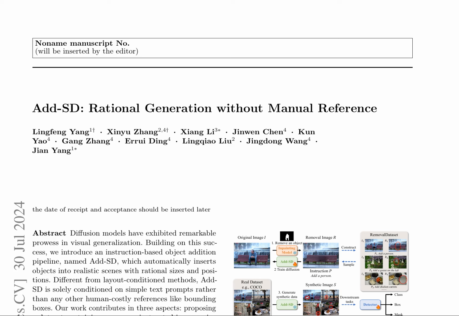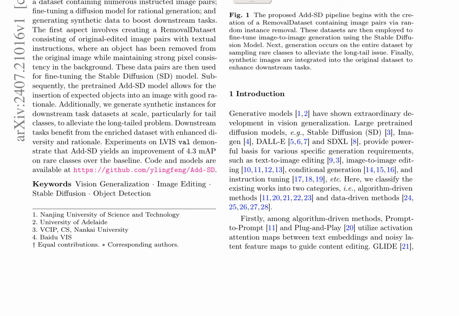The work contributes in three aspects: proposing a dataset containing numerous instructed image pairs, fine-tuning a diffusion model for rational generation, and generating synthetic data to boost downstream tasks. The first aspect involves creating a removal dataset consisting of original edited image pairs with textual instructions, where an object has been removed from the original image while maintaining strong pixel consistency in the background.